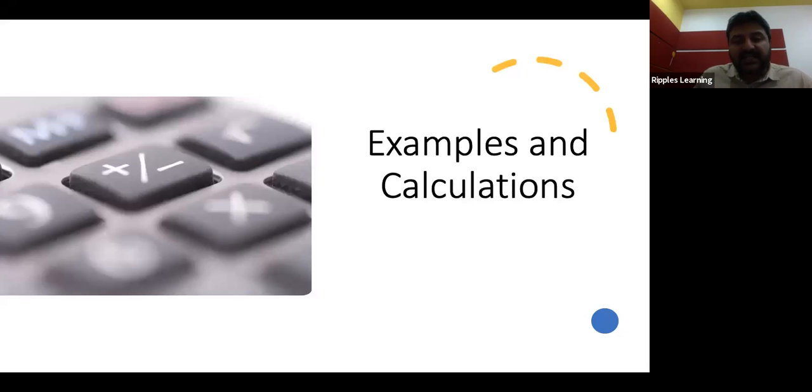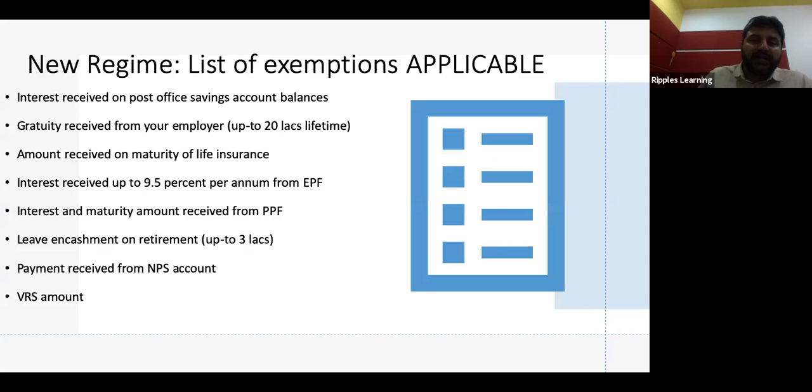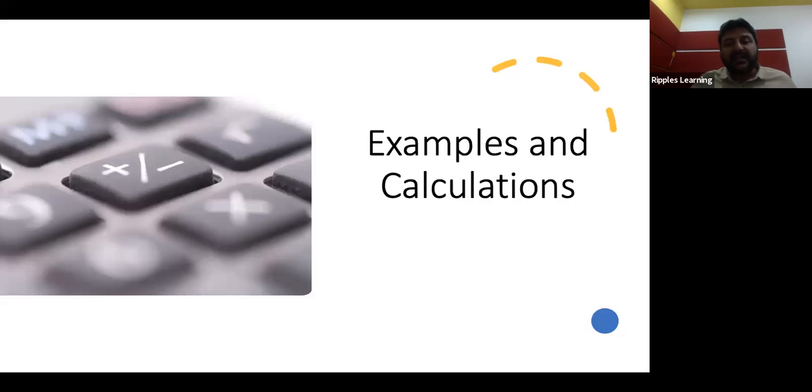These are just a list of what is under new regime, what exemptions are still applicable, right? All this is still applicable. Now, let me take an example. And here I would want everybody's attention, because if you don't understand this, then these calculations only will help you calculate for your earnings or for anybody's earnings as HR. So these calculations are really, really important, right?